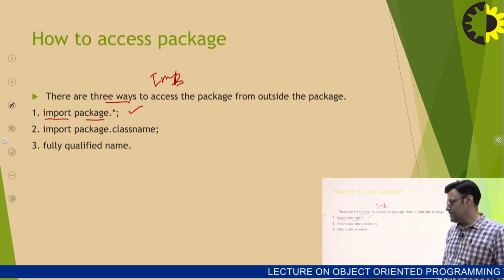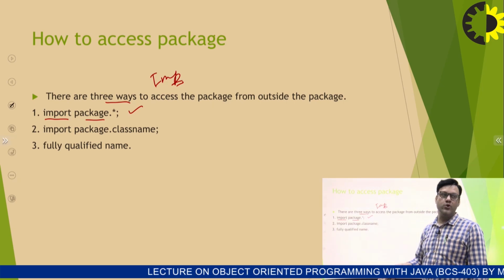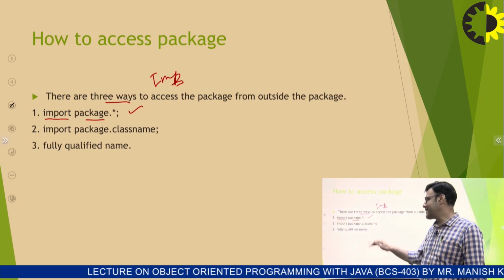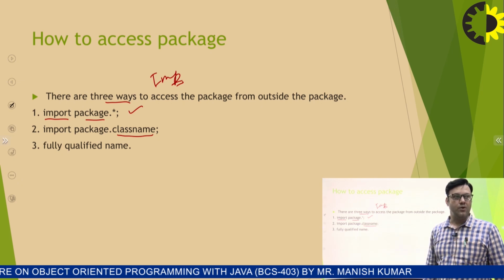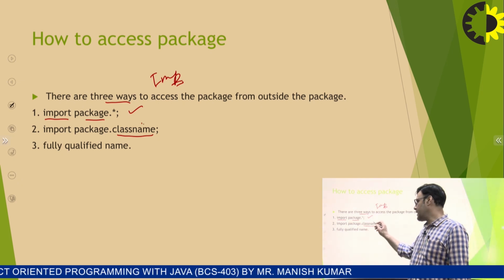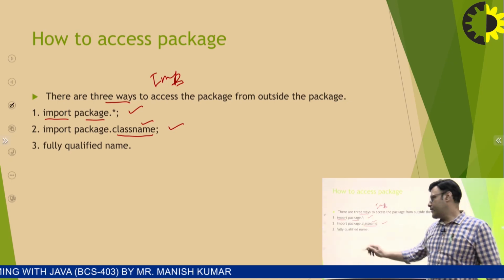Number two, if I already know which class I am going to use in that package, then I can directly write the class name instead of the asterisk sign. So import package.classname. This is the second way. Or I can use a fully qualified name.